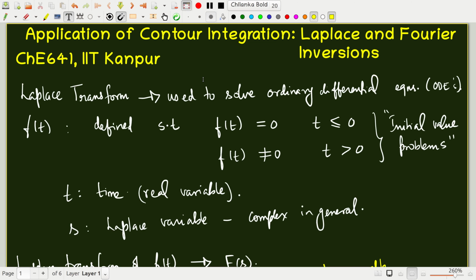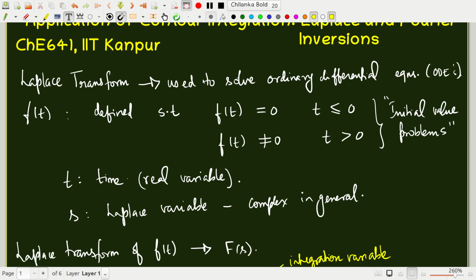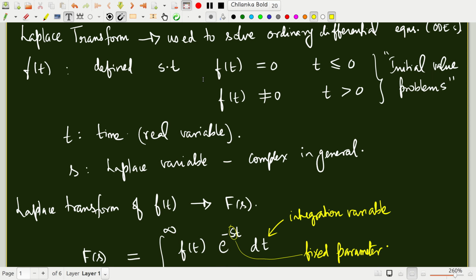Okay, this is going to be the last module on the topic of complex analysis, which is part of the course CHE 641 at IIT Kanpur. In this module, I'm going to show you how Laplace inversion is effected using the method of contour integration, and I'm going to show you some examples. With this we will end complex analysis, and in the next module we will move on to linear algebra.